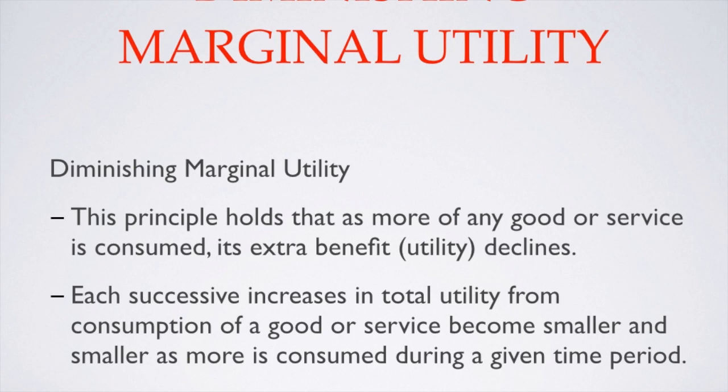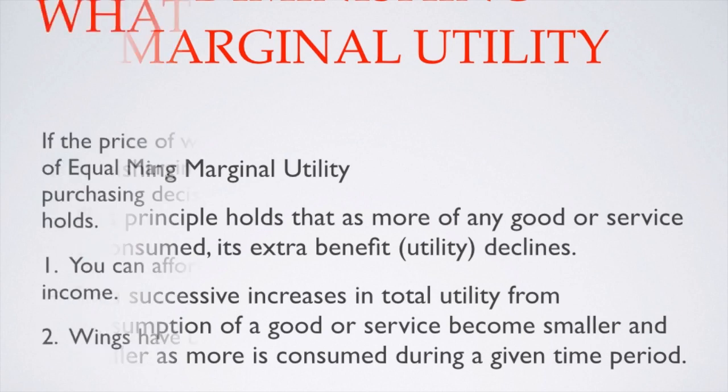The principle of diminishing marginal utility states that as more of any good or service is consumed, the additional or extra utility declines. As more units are consumed, each successive increase in total satisfaction becomes smaller and smaller.